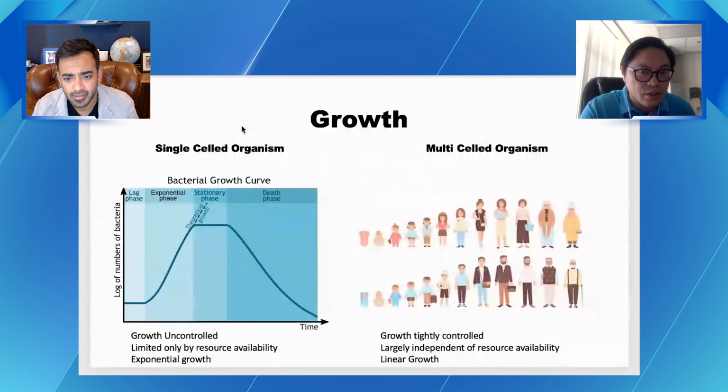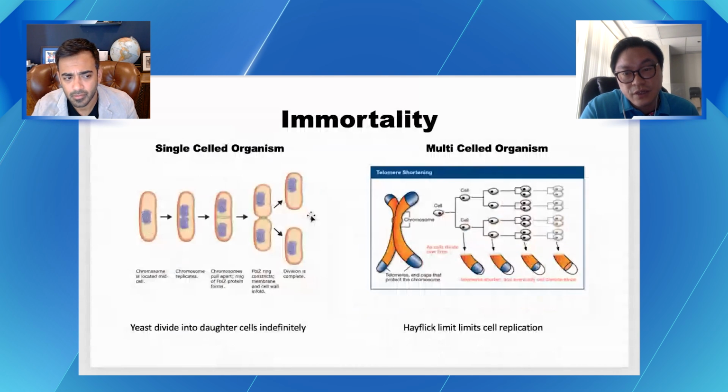Whereas in multi-celled organisms, growth is not like that. It's very tightly controlled because you have to cooperate. There's only so much space, so you have to cooperate for the good of the organism. The single cell is looking out only for the good of the cell. Single-celled organisms are immortal, right? They divide indefinitely. Yeast, bacteria, whatever. Multi-celled organisms have this Hayflick limit. They have the telomere at the end, and it gets shorter and shorter until you can't divide anymore.